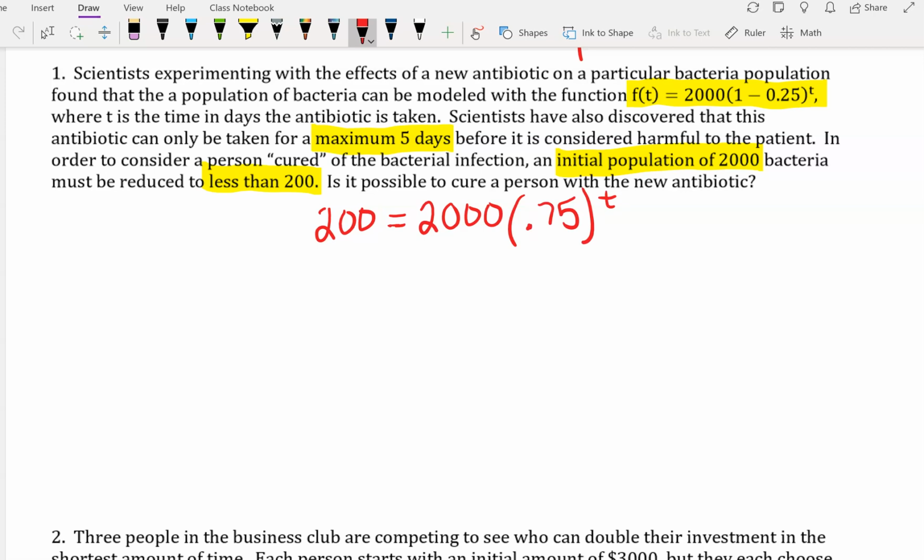First thing we do when solving for something that's in the exponent is we try to isolate the base. So we're trying to isolate this. We need to get rid of everything that isn't being raised to the t power. So I'm going to get rid of the 2,000 first. I'm going to divide both sides by 2,000. I'll be left with 200 divided by 2,000 is going to be 0.1.